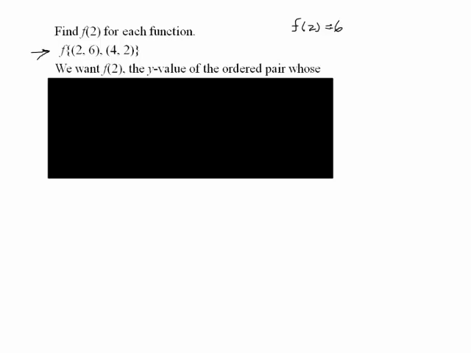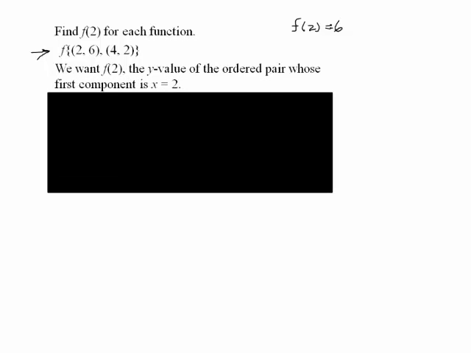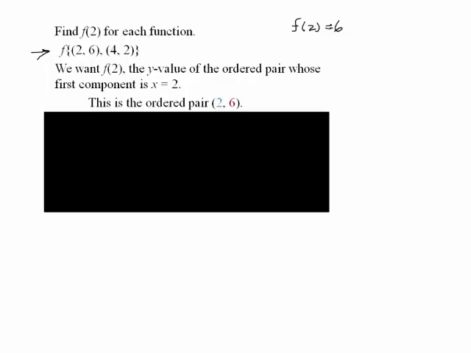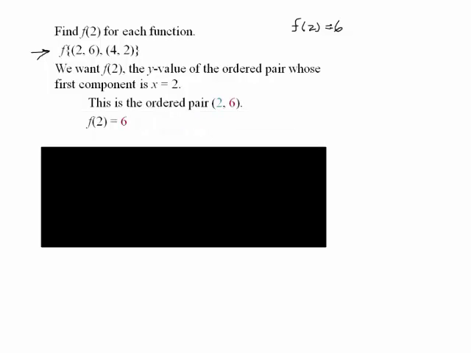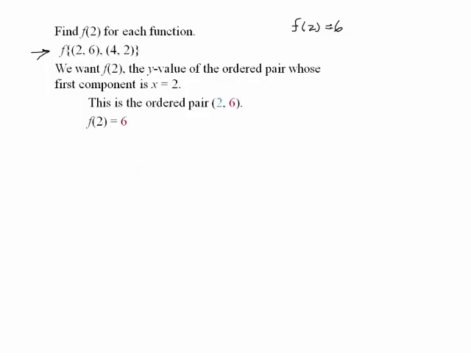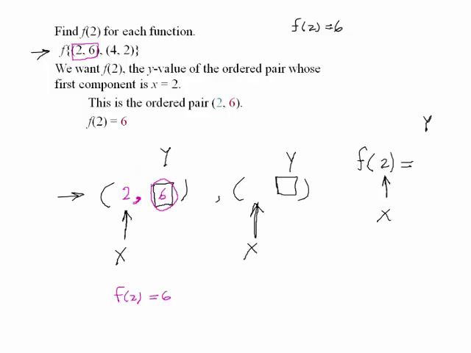to 6. So we want to find f of 2, the y value of the ordered pair whose first component is x equal to 2. So this is the ordered pair (2, 6). So f of 2 would be equal to 6. So what is f of 4? F of 4 must be equal to this other point then, right? So when x is equal to 4, y is equal to 2.